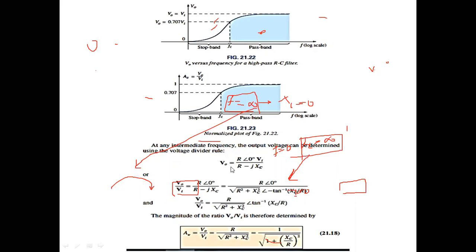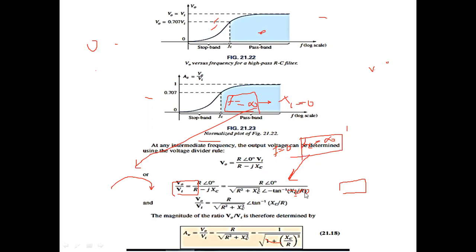Okay. By the voltage divider rule, V naught is equal to R divided by R minus jXc, and in the polar format, R at an angle of 0 over the square root of R squared plus Xc squared at an angle of minus tangent inverse Xc over R. So we will shift this angle to the numerator and we will get plus tangent inverse Xc over R. Now we will take R common from this, so R will be cancelled out with this R. So we will get 1 over the square root of 1 plus (Xc over R) whole squared.